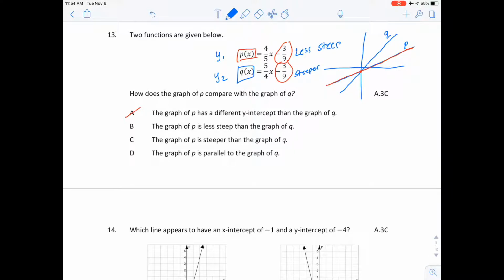P is less steep. So think of those as hills. Which one's going to be harder to walk up? Q is going to be harder to walk up, so it's much steeper than P. So B says the graph of P is less steep. That's true. So that is the correct answer. C is the opposite, and they're not parallel because they're intersecting.